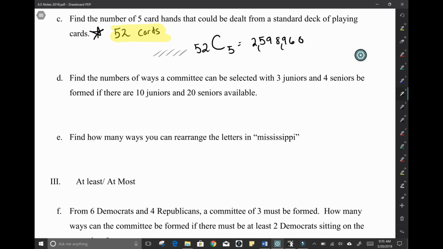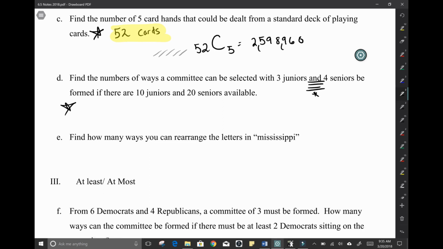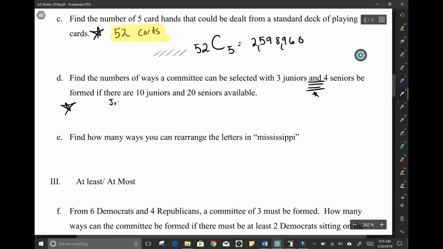Number of ways a committee can be selected with 3 juniors and 4 seniors if there are 10 juniors and 20 seniors available. Here we have a little different type of thing. First off, when you see the word and, something should go off in your mind. And means to multiply. So here we have a committee, and we actually have 2 different things. We have juniors, and we have seniors.